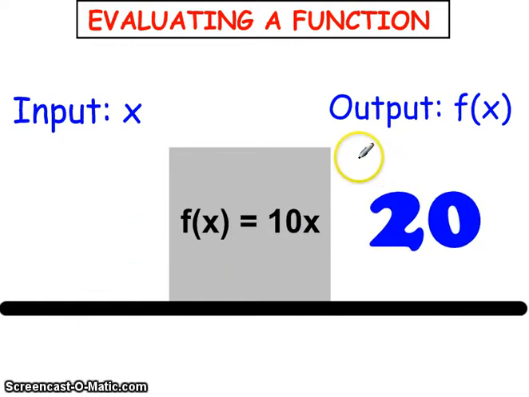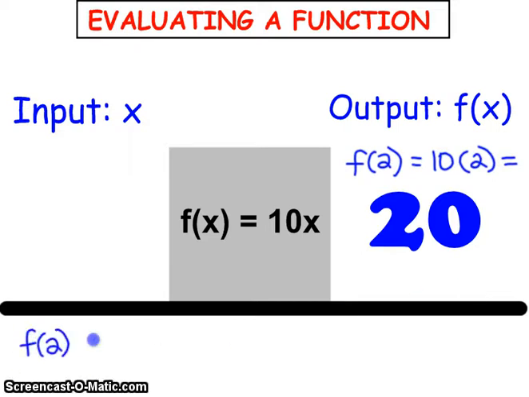So the way that I got 20 was I put in 2 for x, and so f of 2 told me anywhere in the function that I saw an x, instead I'm going to put a 2, and then 10 times 2 equals 20. So what you want to know is that f of 2 is the value of the function when x specifically is 2.